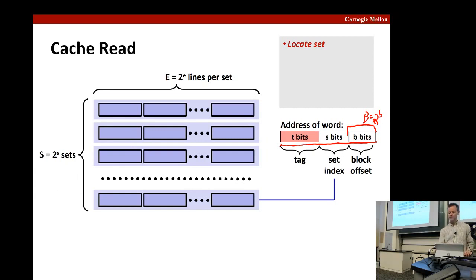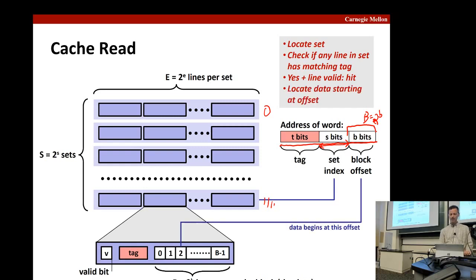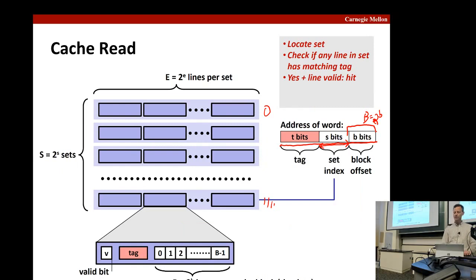But in order to get there, first we have to pick a set. The set is the next s bits, the most significant bits above the b bits. If that's 0, you'd be up here. If that's all 1s, you'd be down here. In this example, it must have been all 1s because we're focusing on that set. Then the rest of the address becomes the tag.